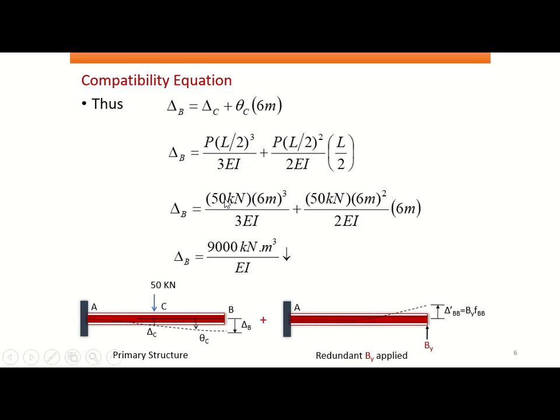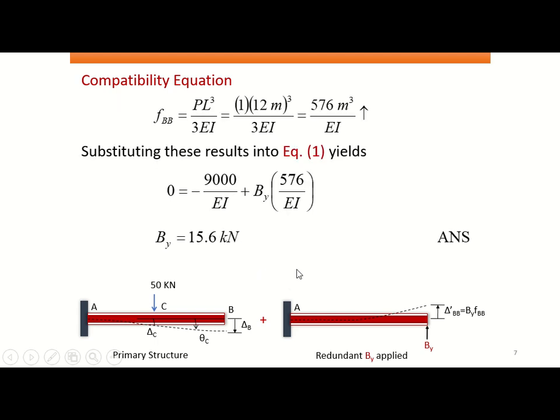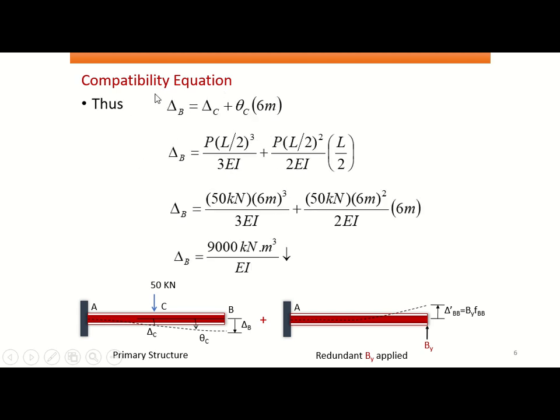P is the 50 kN applied load and the total distance is 6, so 3EI, 50, PL, and whatever the lengths are are the same. All the values are put into the given equations. P is the load, L is the length, and EI is constant. So now we move toward the compatibility equation. FBB comes from it. These values are put in the general equation.